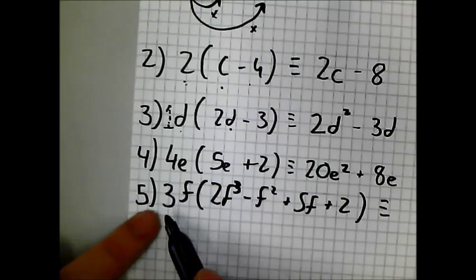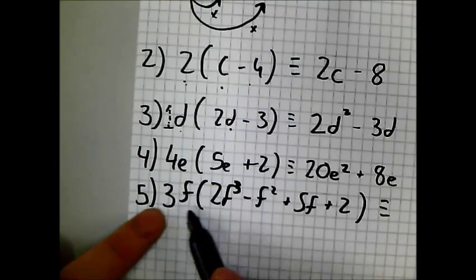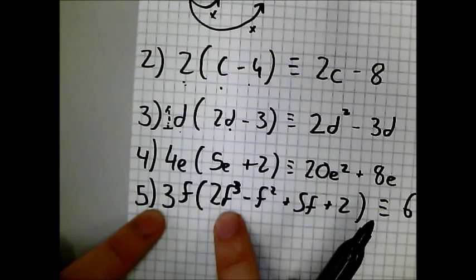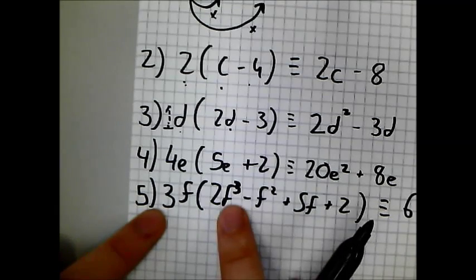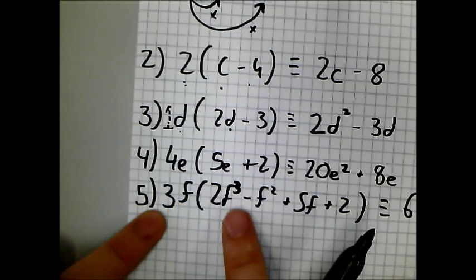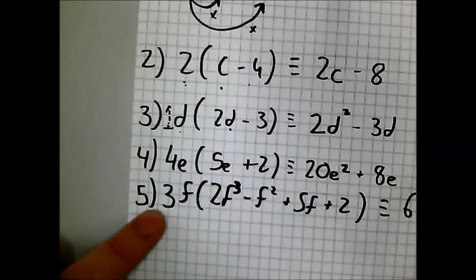Okay, I'll multiply the number first. 3 times 2 is 6. f times f cubed, so that means f times f times f. So if you multiply another f, you'll be multiplying it 4 times. So that's f multiplied by itself 4 times.